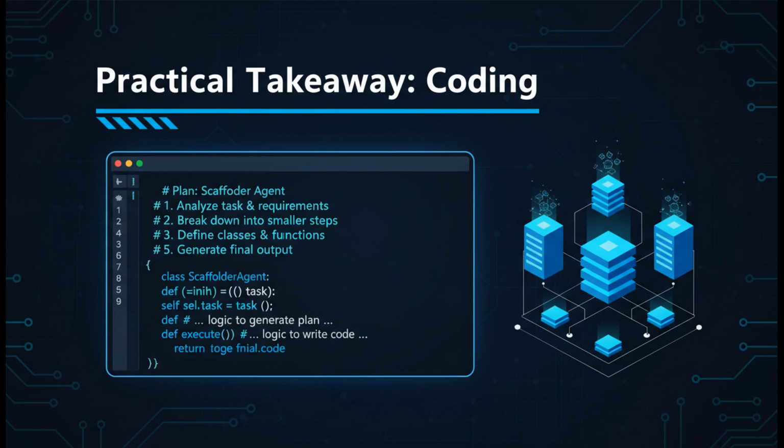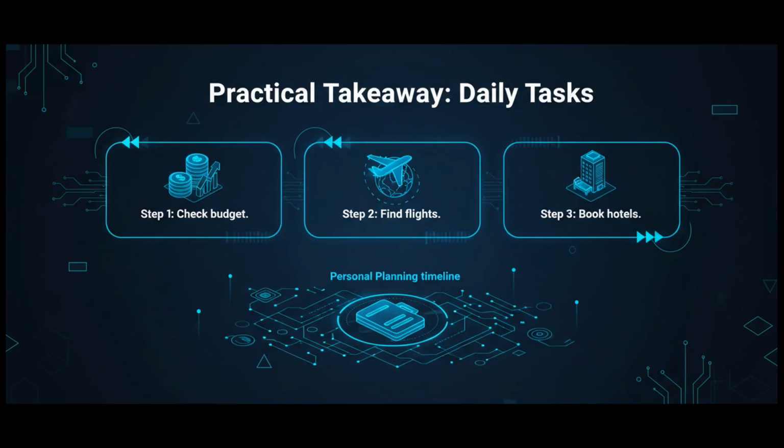If you're a developer, use CoT to have your AI scaffold its work. Have it write a detailed plan in comments first. This significantly improves the quality of the final code. You can use CoT for everyday planning too. Instead of saying plan my trip, say think step by step about my budget, my flight options, and local weather to build a travel plan.